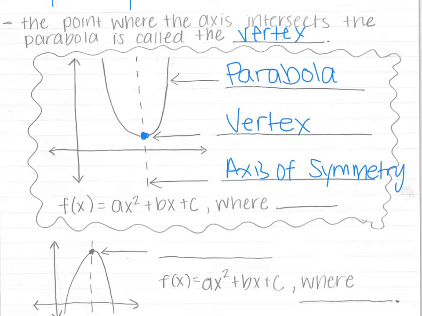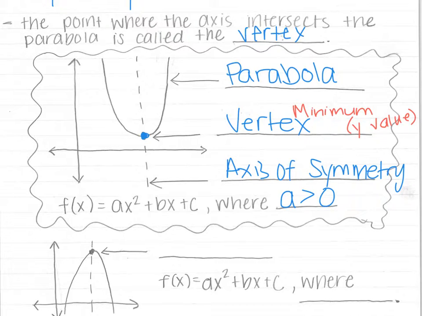So this is f of x equals ax squared plus bx plus c, where a is greater than 0. So think about this. When a is greater than 0, or a is positive, we have a parabola that opens upward. Okay, so it opens upward. And because it's opening upward, it's actually giving us a minimum value. So we have our vertex here is a minimum. And the minimum is actually the y value of your vertex.